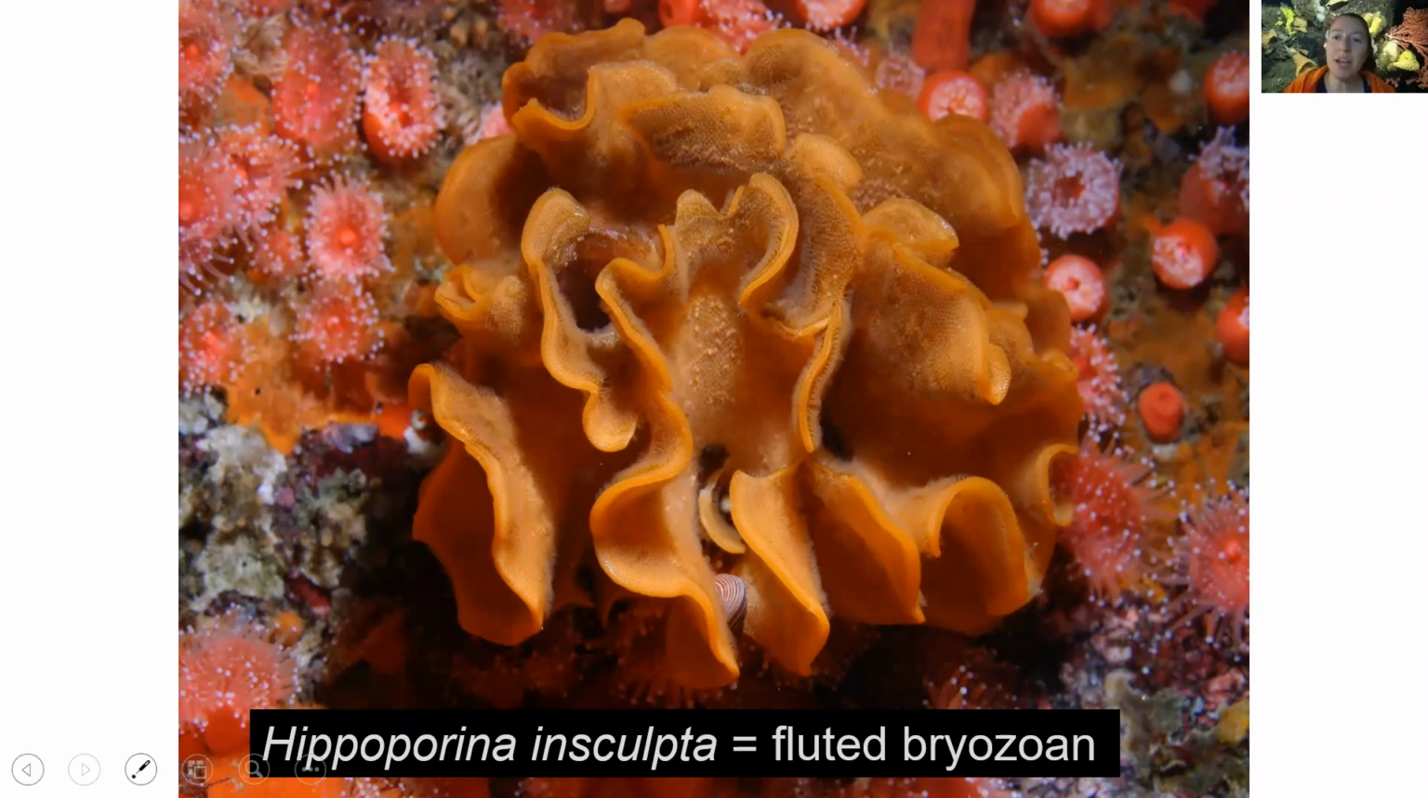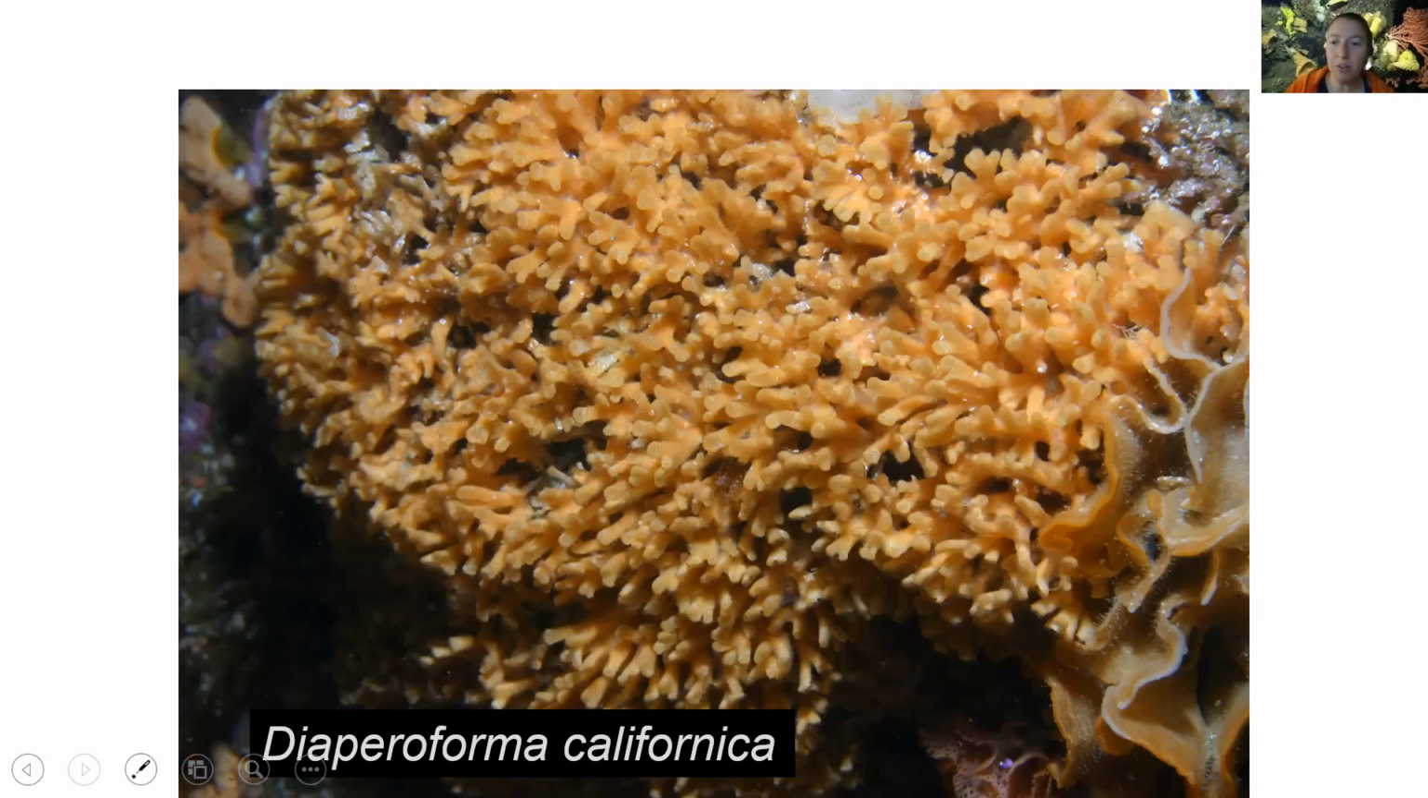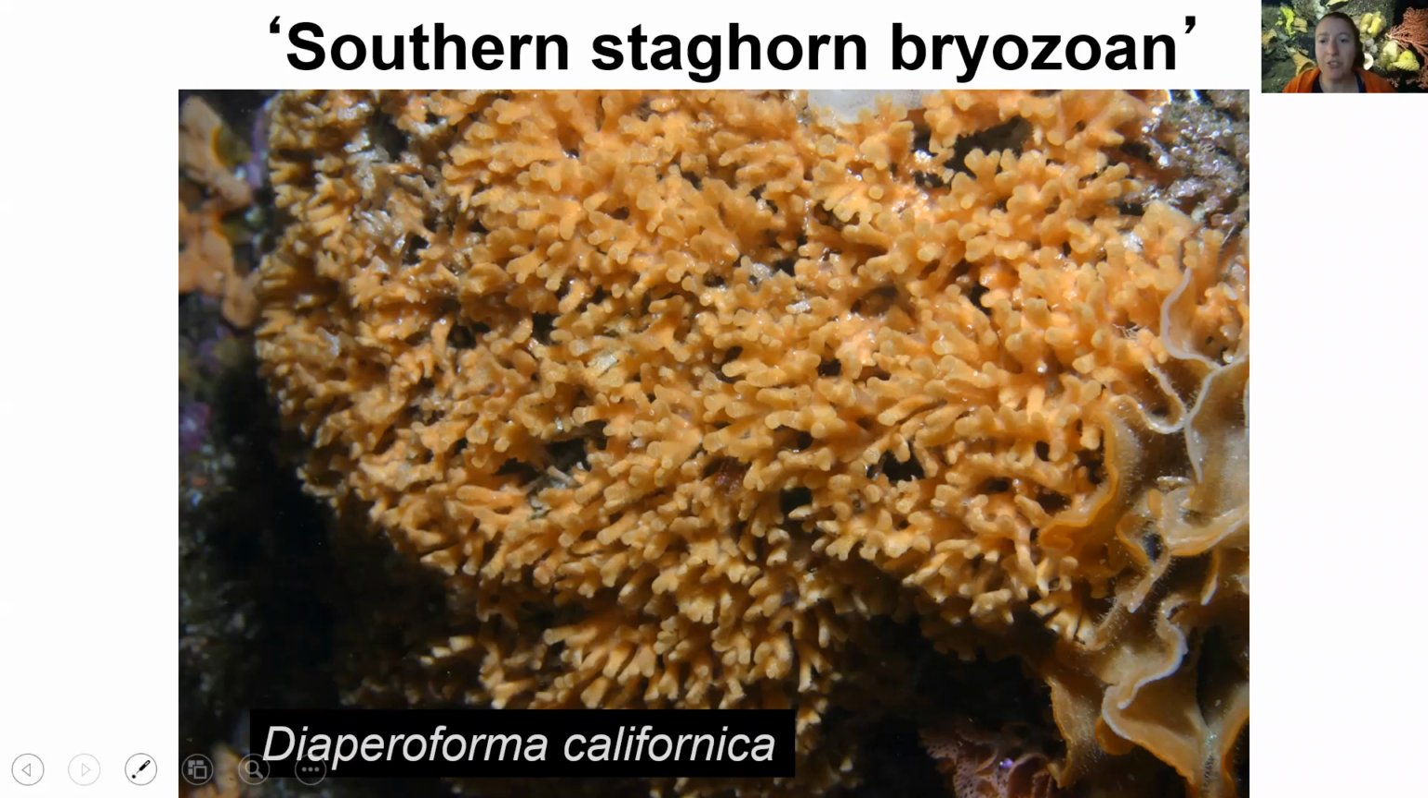And then we also have the staghorn, the southern staghorn bryozoan, Diaperoforma californica, which look kind of like a little branchy coral. They're sort of an orangey yellow color. They have these branches that sort of split and then split again. So here they have a Y shape that then splits again into another Y.